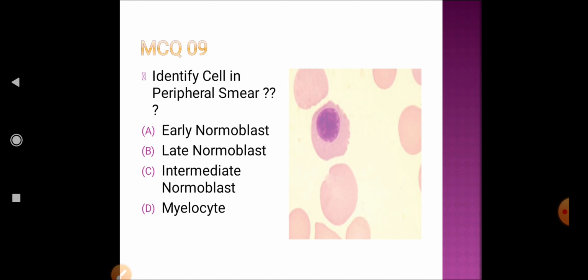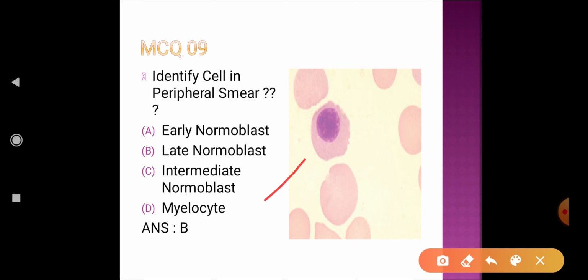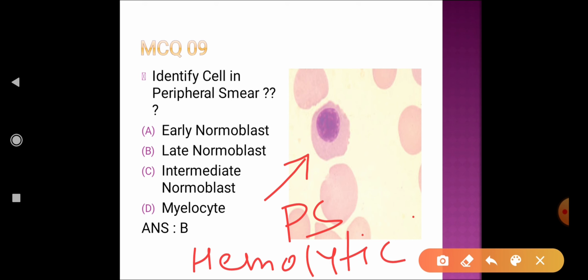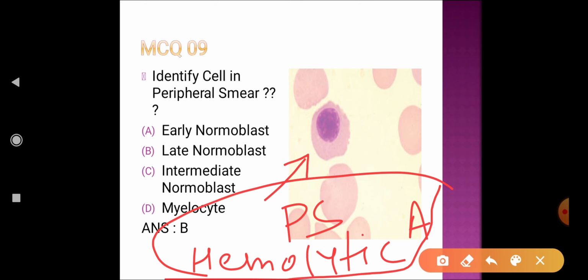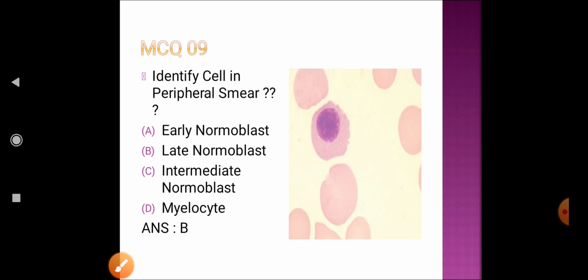Obviously, it is not the myelocyte because myelocytes are large and have granules. Here, the granules are not present. So your answer will be late normoblast. And when such late normoblasts are increased in the peripheral smear, it is suggestive of hemolytic anemia. Again, it is a very important MCQ. Remember, guys, you might be given a history that in the peripheral smear, late normoblasts are increased. So what could be your probable diagnosis? Your answer will be hemolytic anemia.